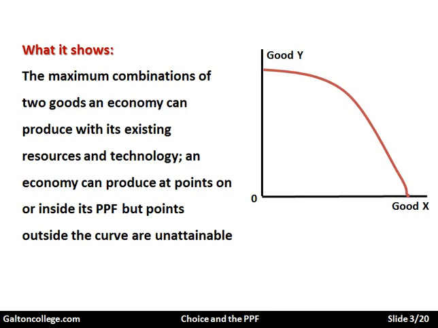This country can produce any point along the curve because it has the resources to do so. It can also produce any point inside it, if it was being inefficient, for example. But it can't produce outside it. It doesn't have the resources to produce outside. Let me put the cursor onto the screen again. It can produce anywhere in here. It can produce anywhere along the curve. It has the resources to do that. But it can't produce out here. It can't produce beyond the curve.